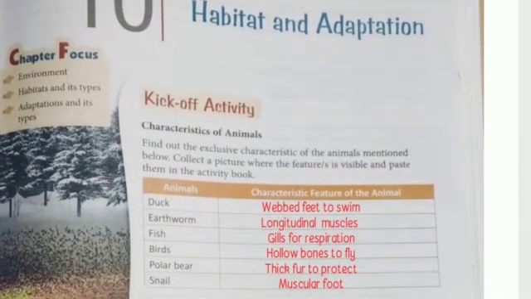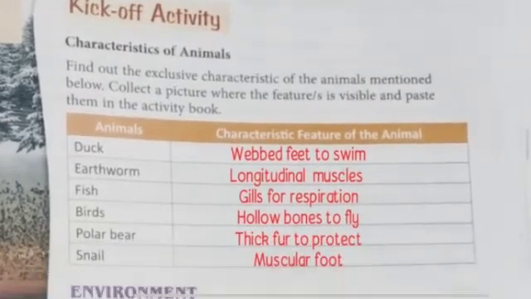First of all, a small activity, a kick-off activity. Characteristics of animals. Find out the exclusive characteristics of the animals mentioned below. Collect a picture where the feature is visible and paste them in the activity book. Make a scrapbook or activity book where you can collect the pictures of these animals and their characteristic feature, means one important characteristic of this animal, and paste it in your activity book or copy anywhere.